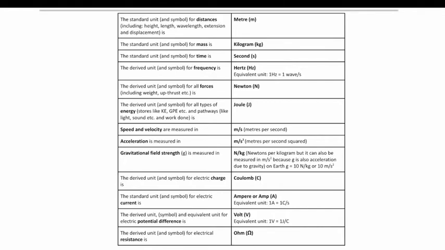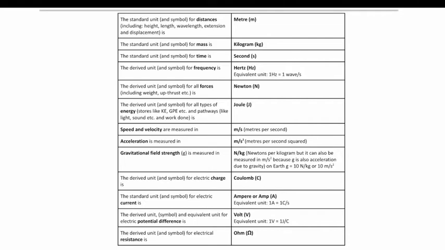Forces. All forces, weight, upthrust, tension, push, pull, loads of different forces I could mention, but they're all measured in a standard unit called the Newton. Energy is the first topic we're going to start with, so this standard unit we will use next week. The standard unit for energy is the joule. Speed and velocity, and we'll see the difference between those in topic 2 this year. Speed or velocity is measured in metres per second. How many metres you go every second.